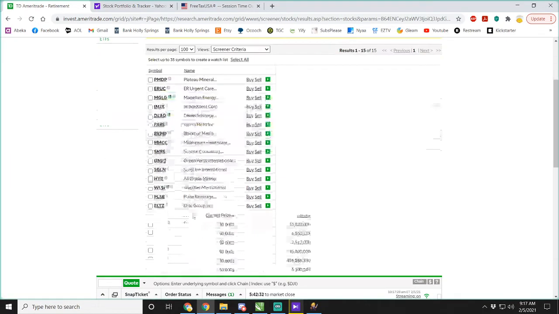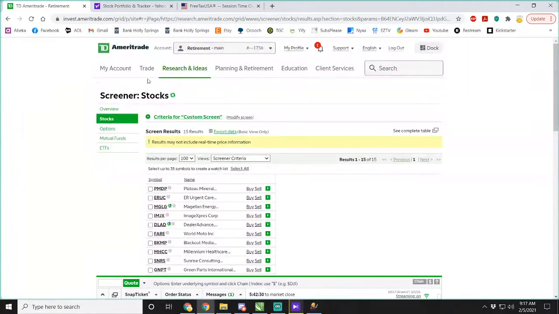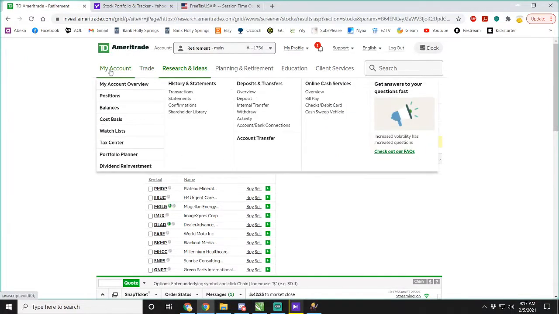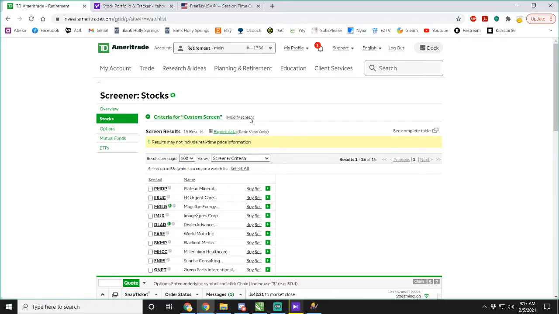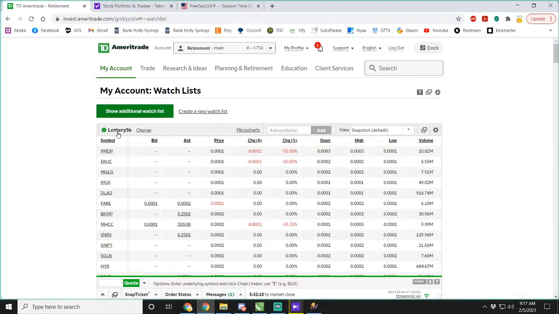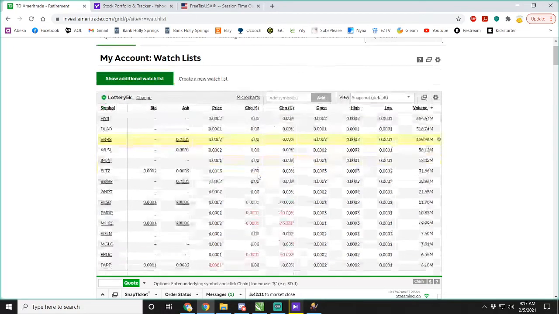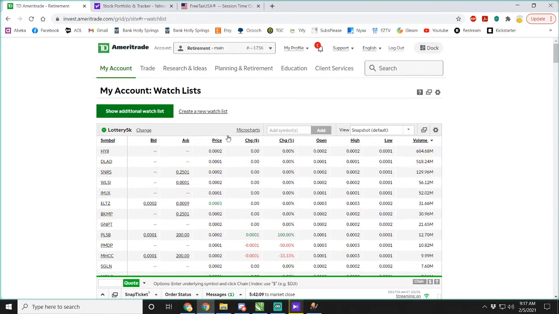Now let's look at these 15 stocks and see what we can do here. So we're going to go to Watch Lists. It's down from my account. Since I just created this one, it's on the very top. I personally like to sort by volume so that I can see which ones are moving best, and then we can look at the price. Since this is the very first day, we're going to actually sort by price.